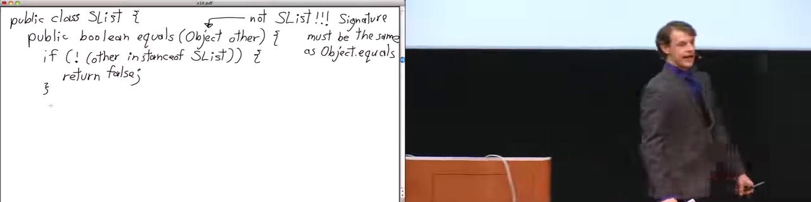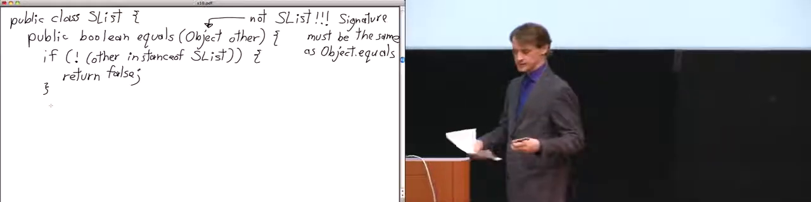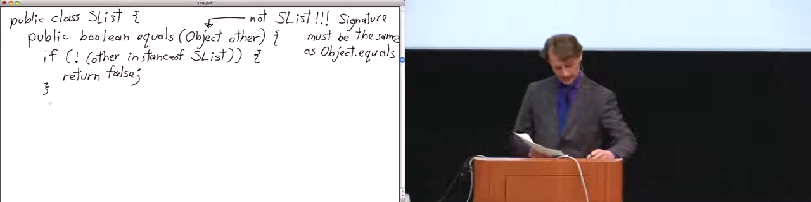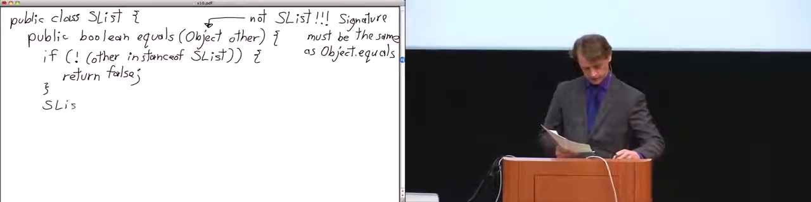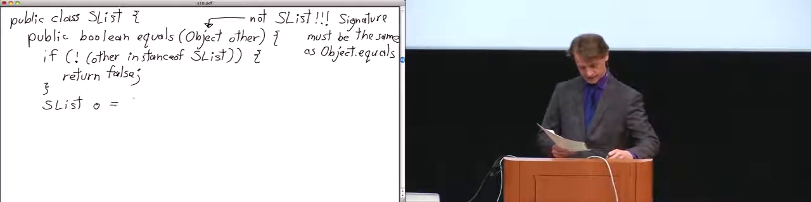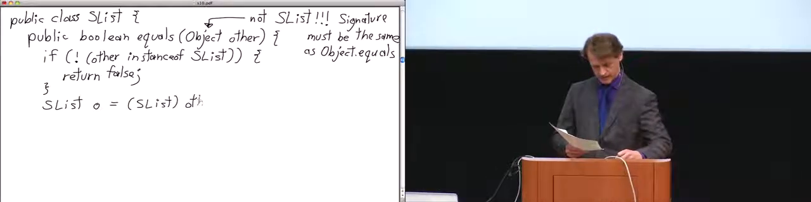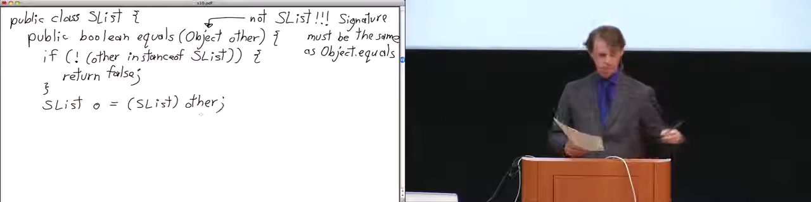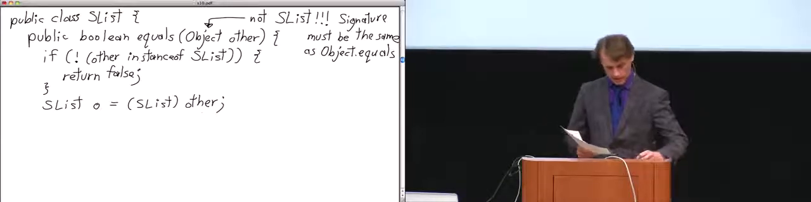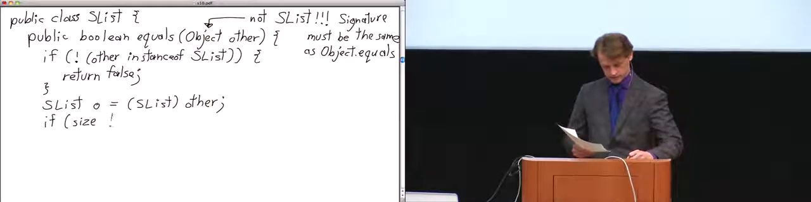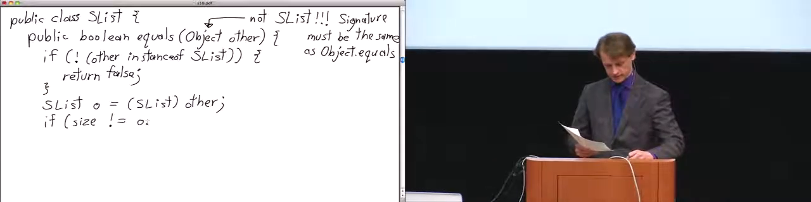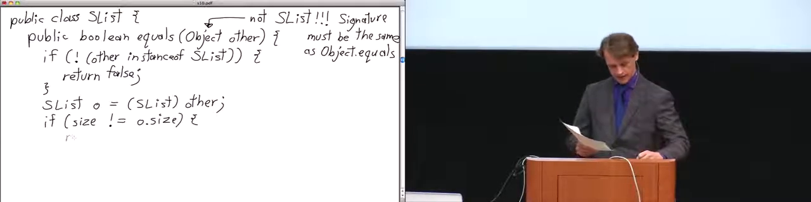But if we get past that, now we know we're comparing two S-lists. Therefore, it's safe to do a cast of other to something of static type S-list. And we want to do that cast so that we can use the S-list fields. Now the next thing I'm going to do is compare the sizes of the two lists. So if this dot size is not the same as other dot size, then again the lists can't be equal, so I return false.